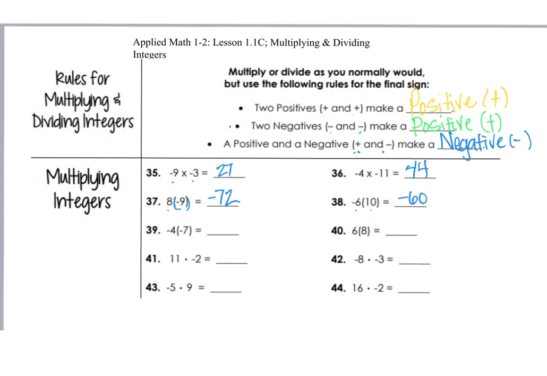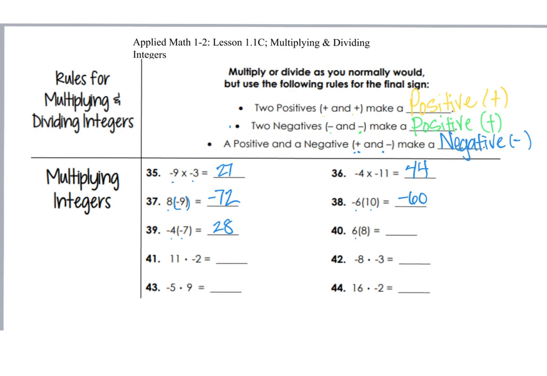Number 39, negative 4 times negative 7. Two negatives, when multiplied, make a positive. Now notice these signs are changing because we're multiplying. When we added negatives together, the answer stayed negative. But multiplying and dividing have the power to change signs when we use those operations.